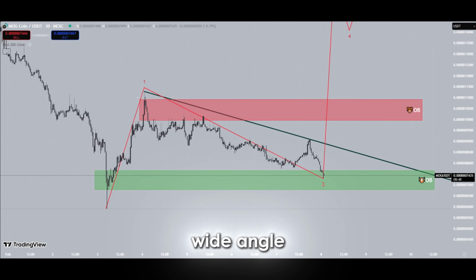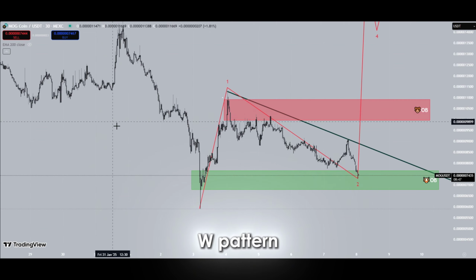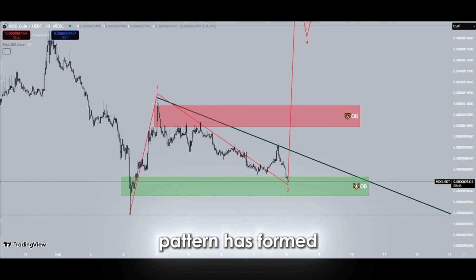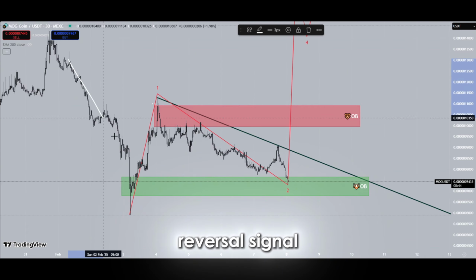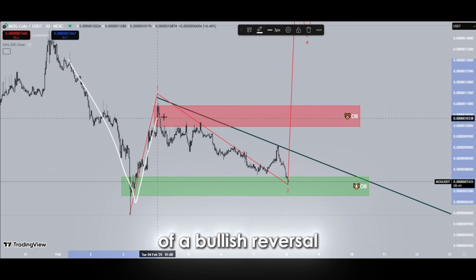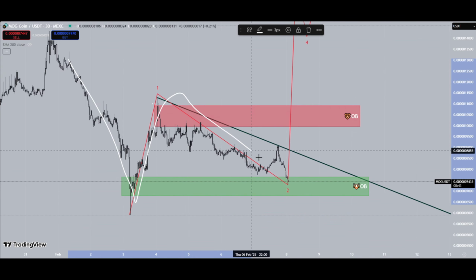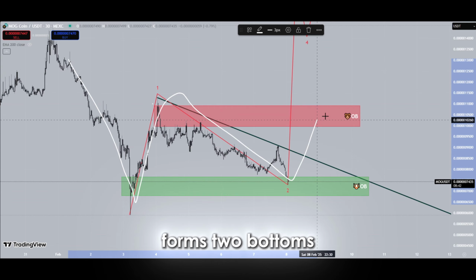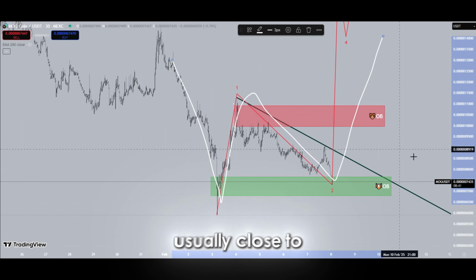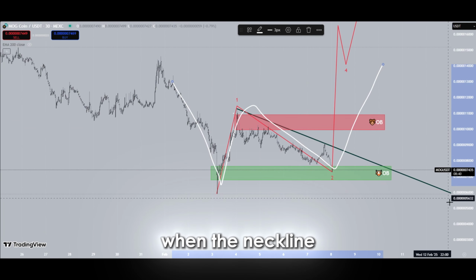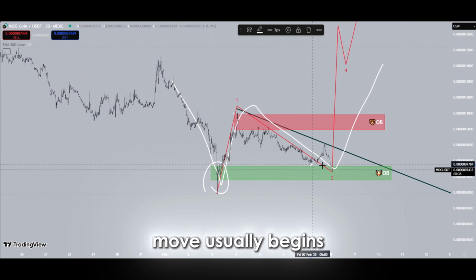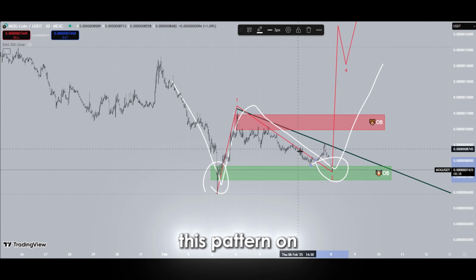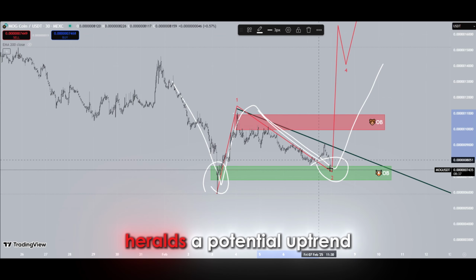Looking at the chart from a wide angle, we can see that a distinct W pattern, a double bottom pattern, has formed. This pattern is often considered a strong reversal signal, signaling the possibility of a bullish reversal from a downtrend. The W pattern forms two bottoms, and they are usually close to similar levels. When the neckline of this pattern is broken, a strong bullish move usually begins. The completion of this pattern on the chart heralds a potential uptrend.